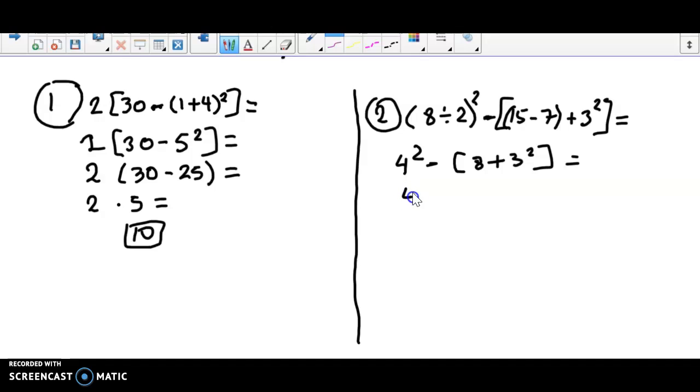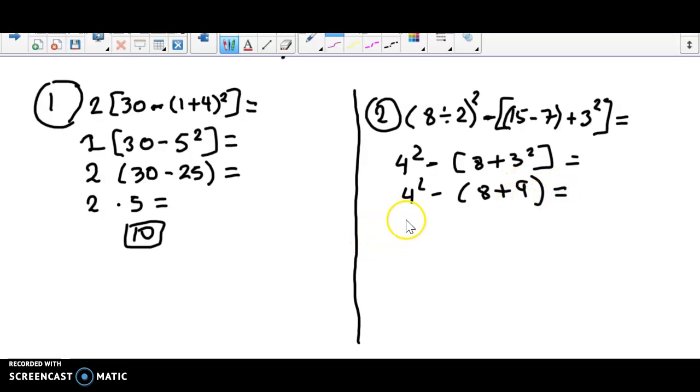I still have grouping symbols, so I'm moving on. In the brackets, I have addition and exponent. So the exponent should be done first, and I can put a parenthesis now instead of brackets. 3 times 3 is 9.